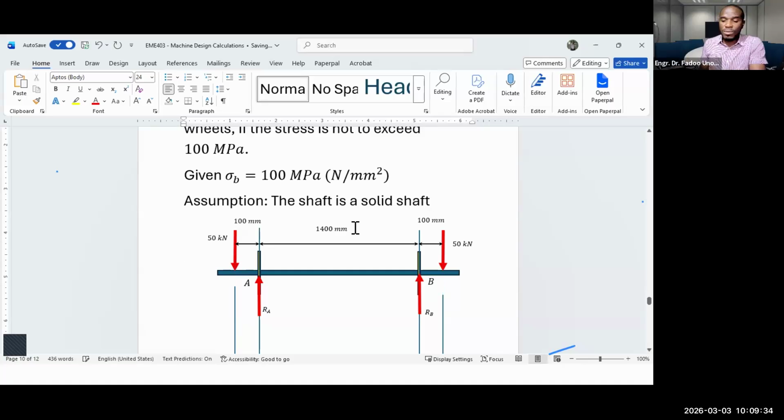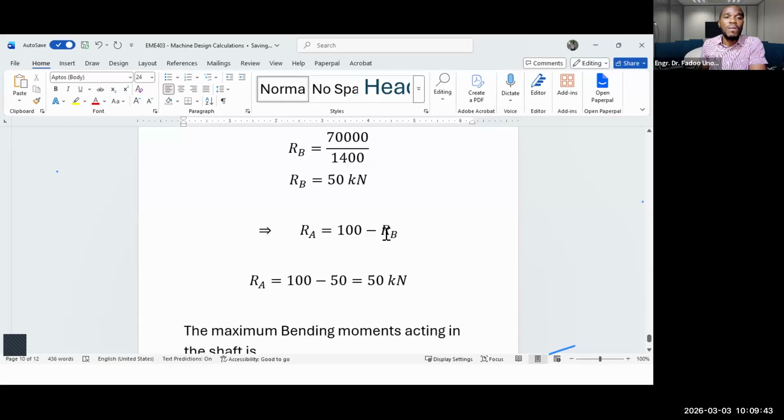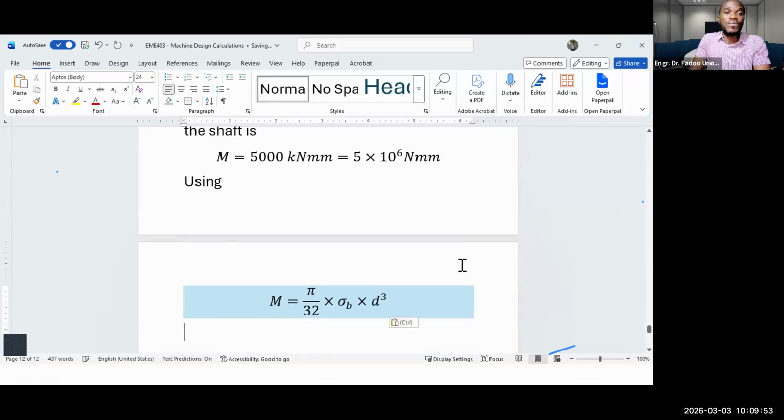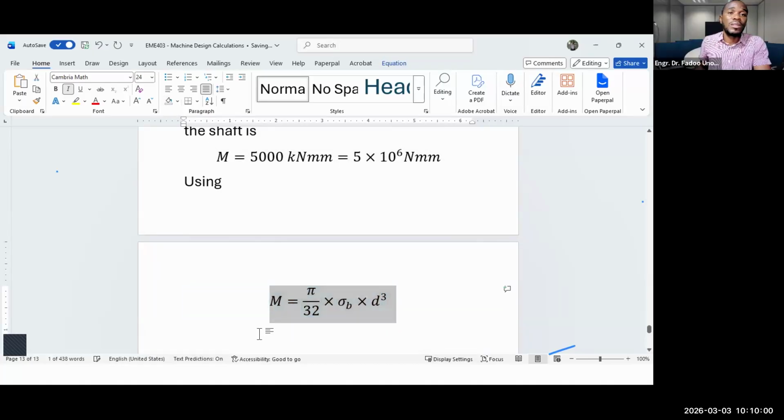Well, I'm not going to give you this, since you have the slide, so you understood the principle. Where am I now? So that's the maximum bending moment. So using the equation, this, right?